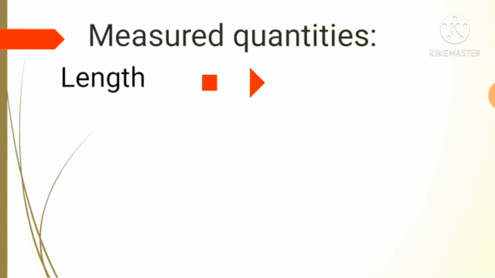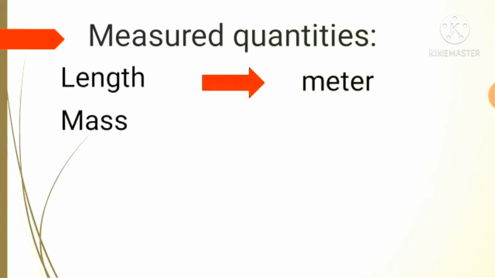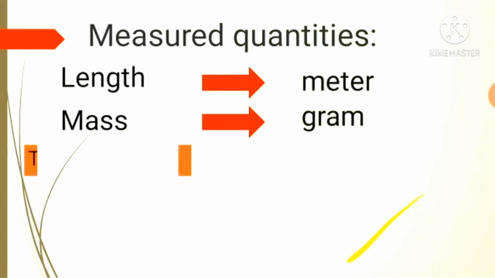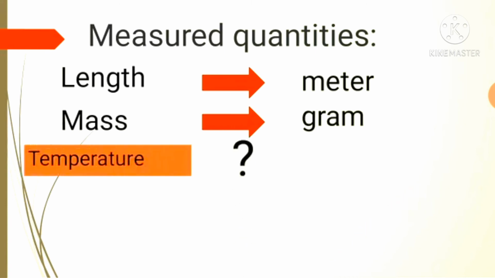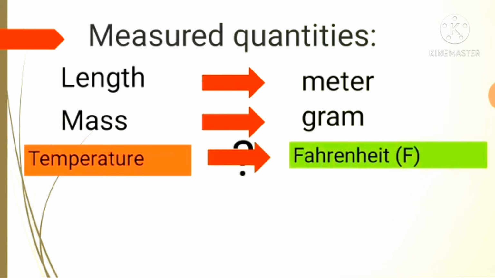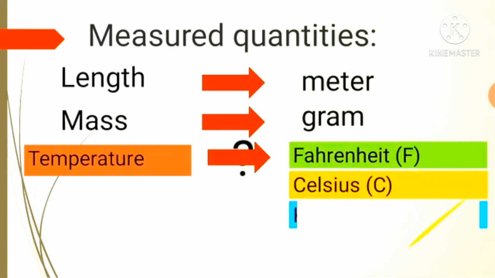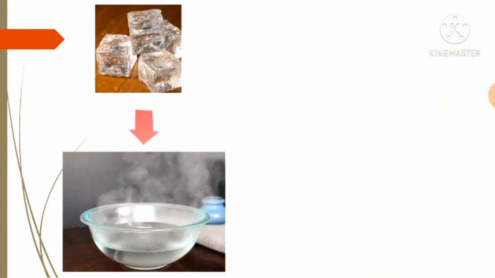So, let us now look at additional measured quantities, the same as temperature. For length, of course, the scale that we use is meter. For mass, we use gram. For temperature, we have Fahrenheit, that is F. Celsius is C.